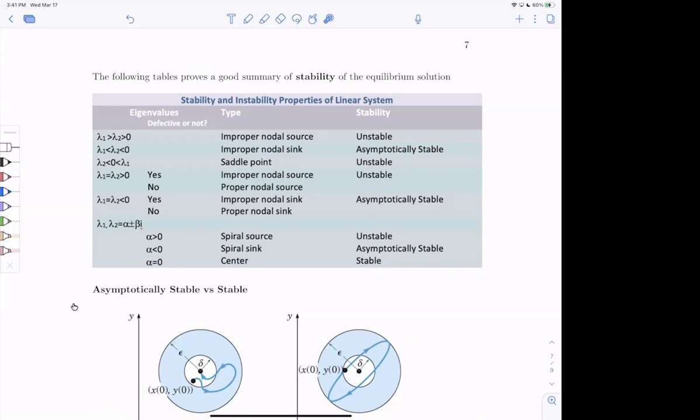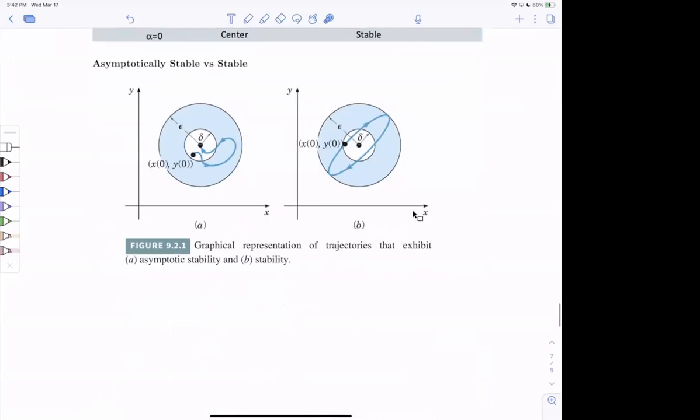However, although she didn't really talk about this, I will still talk about this and tell you the difference between those two. I think eventually they will talk about it, probably next week or the week after. So here is the graphic representation of asymptotic stability and stability.